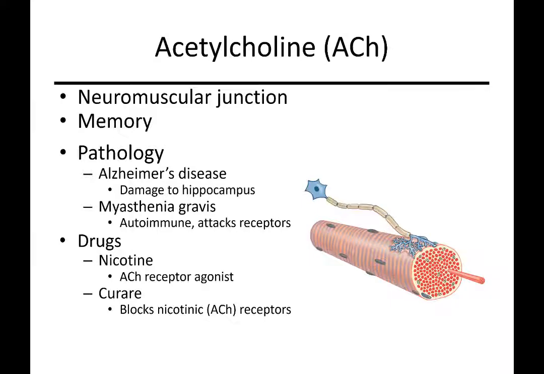Of the examples, the main one I want to focus on that I would probably ask a test question about is Alzheimer's disease being the pathology associated with acetylcholine. You can also have what's known as myasthenia gravis, and that's an autoimmune disease, and it's actually attacking acetylcholine receptors on your skeletal muscles. And so people with that disease have a difficult time with their motor function.